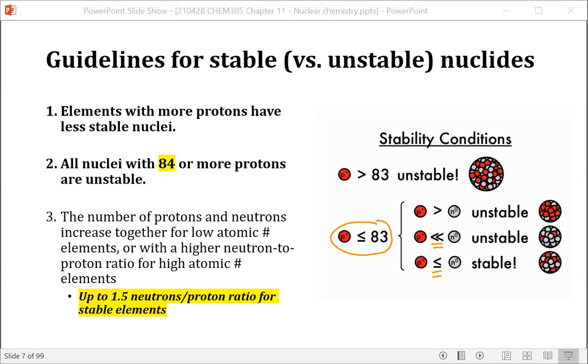So things to keep in mind: in general, the more protons, the more unstable the nucleus becomes. If you have more than 83 protons, so if we check our periodic table, if your element is polonium and above, going higher in atomic number, polonium being element number 84, then you have an unstable nucleus. And if the atomic number is less than or equal to 83, it depends on the relative amount of protons and neutrons. Most stable if you have a few fewer protons than neutrons.